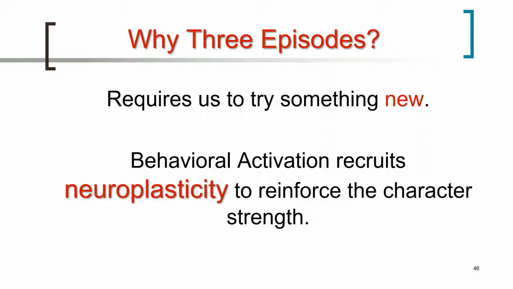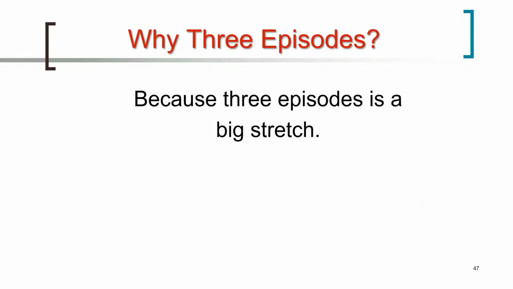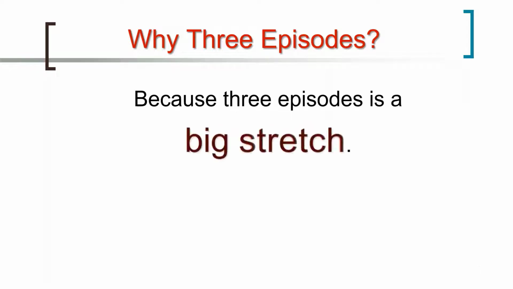Learning must go beyond a thought or idea to be instantiated in behavior. That combination of a thought or idea leading to a behavior is what's necessary to optimally develop a neural network that can sustain that behavior on into the future. But there's a sneakier part of the requirement for 3 episodes, and I want to tell you about it. 3 episodes will be a stretch for most people.